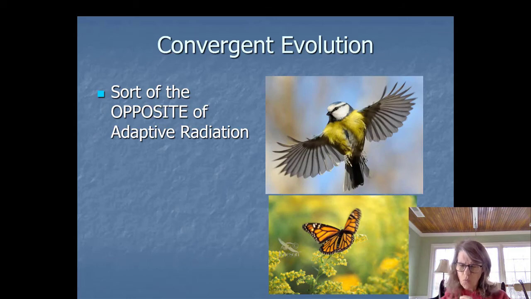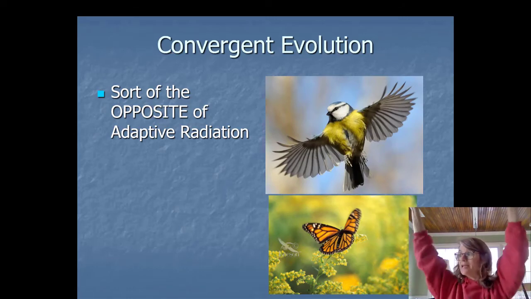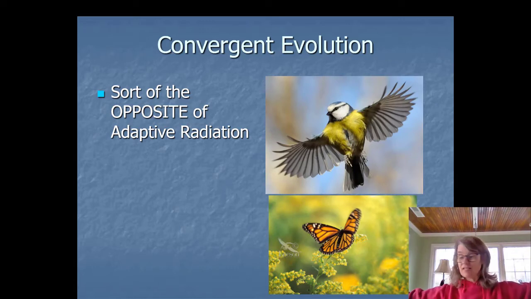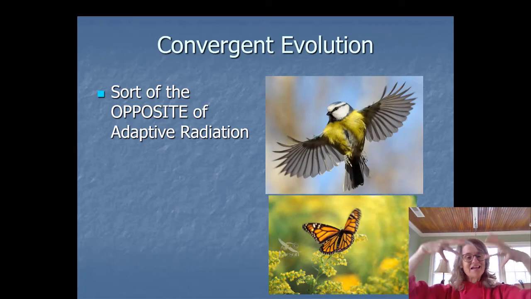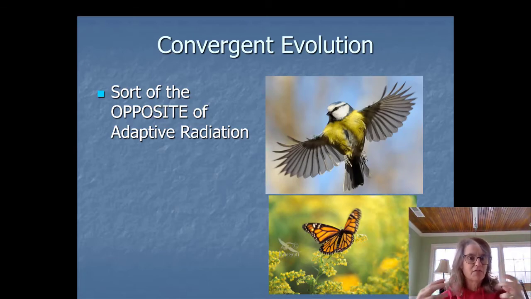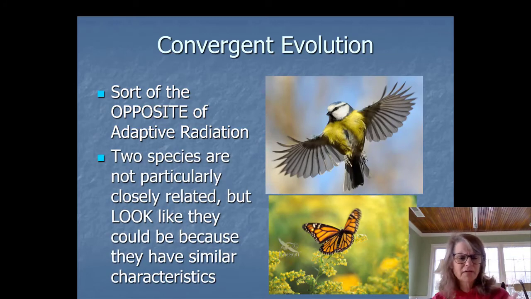In adaptive radiation, you have one common ancestor that gives rise to many different looking things. In this case, you have two different looking things that are not very closely related, yet they end up looking like each other because of convergent evolution. So what could cause two species that are not particularly closely related to look like they could be?